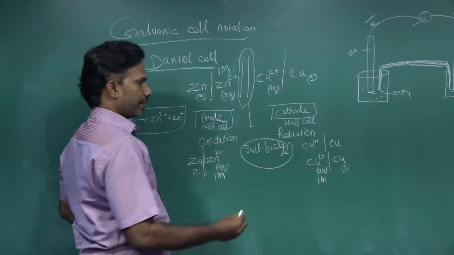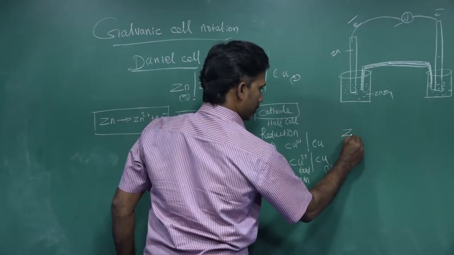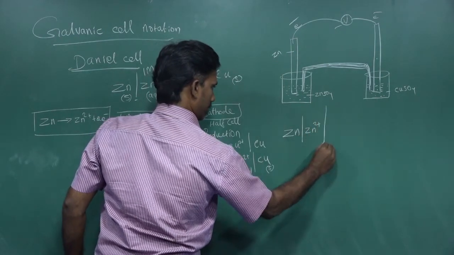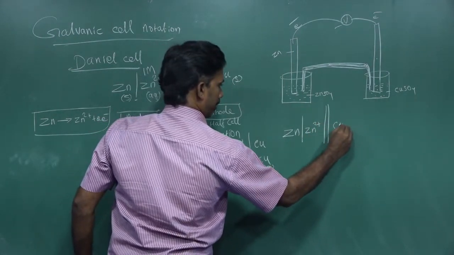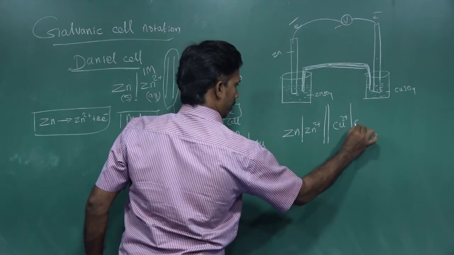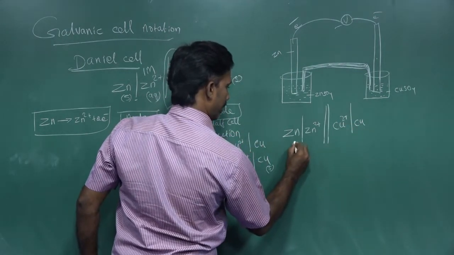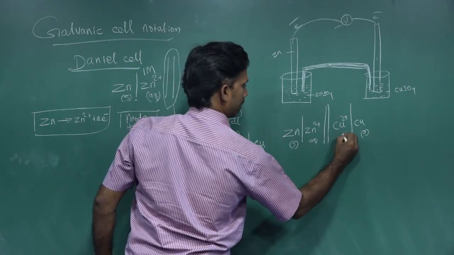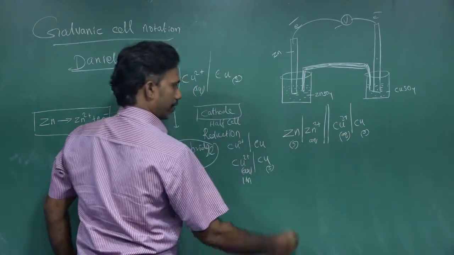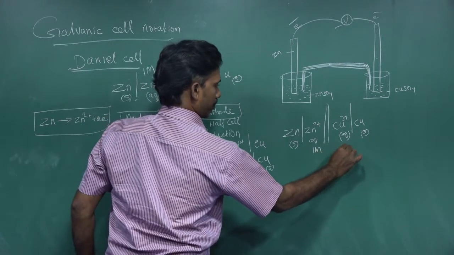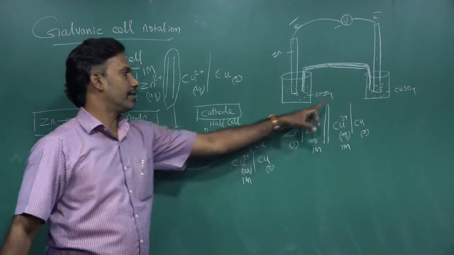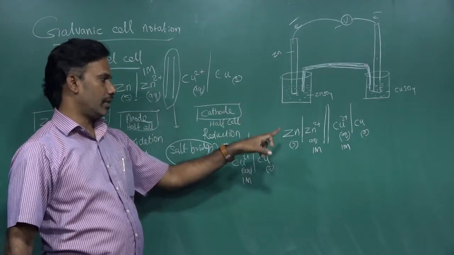By this we can write: zinc is oxidized, so zinc first is oxidized to Zn2+, then the salt bridge, then copper is reduced, so Cu2+ to Cu. Zn is solid, Zn2+ is aqueous, and if the concentration is 1 molar, everything should be mentioned. This is called a complete cell notation.